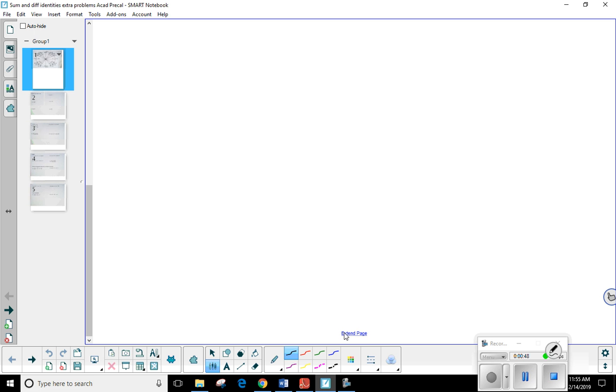Let's list those identities. Okay, so let's say I have sine of alpha plus beta. What was the pattern here? In the products, do we alternate or do we keep the trig functions the same? We alternate. So with sine we alternate, but we do keep what? The same sign. So this would be sine alpha, cosine beta, plus cosine alpha, sine beta.